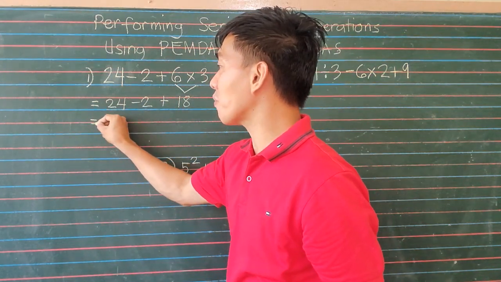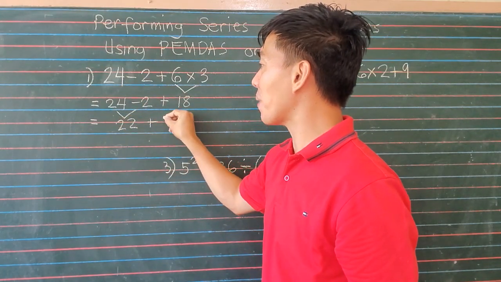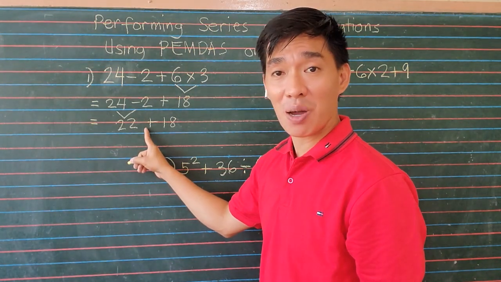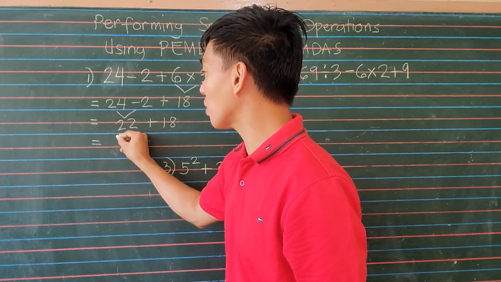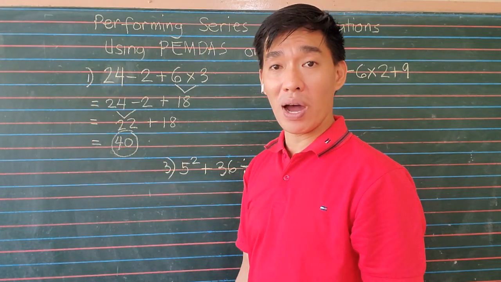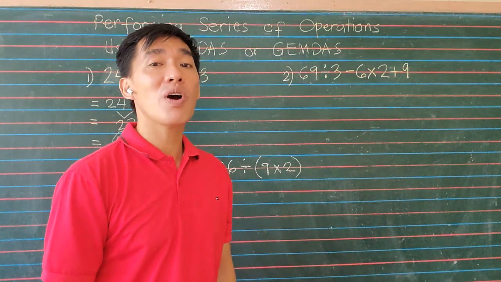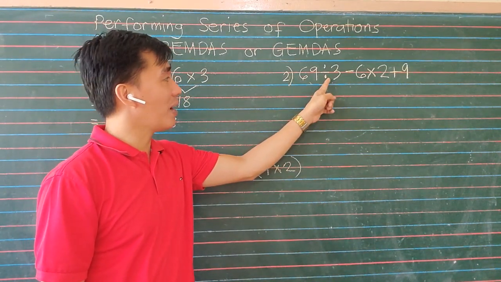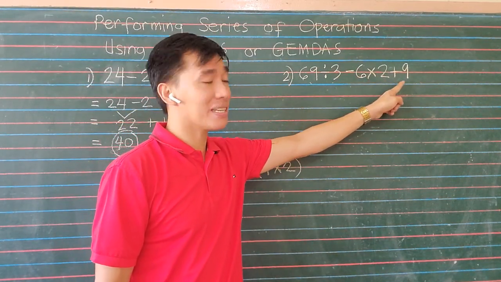So you will subtract first 24 and 2, which is equal to 22, then copy 18. Then after that one, we have here the last operation, which is addition. 22 plus 18 is equal to 40. Therefore, the answer for item number 1 is 40. Let's now proceed to item number 2. We do have here 69 divided by 3 minus 6 times 2 plus 9.